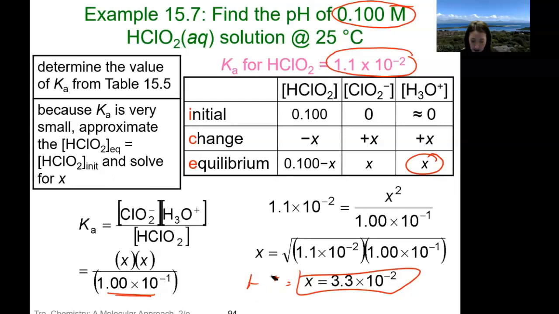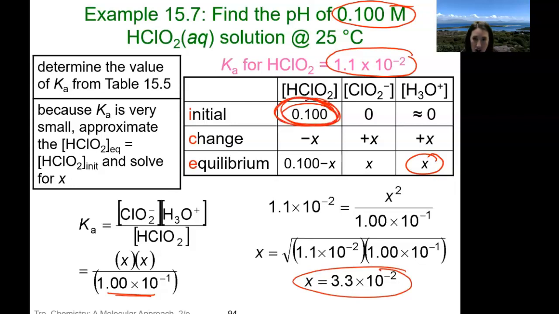Now, we can prove that our x is small isn't going to work. We just check. We're going to take this number here, divide it by this number. A lot of times people ask, which number divided by what number? You take your x, the answer you get, and you divide it by the original concentration. It ends up being the top left box every single time. So it's your x divided by the top left box.